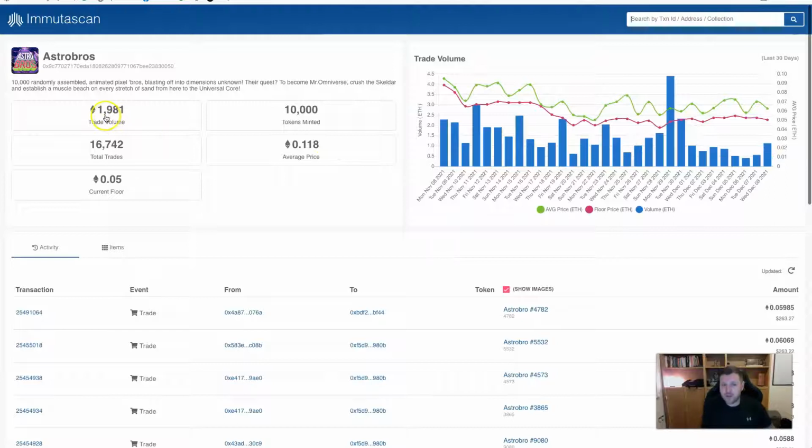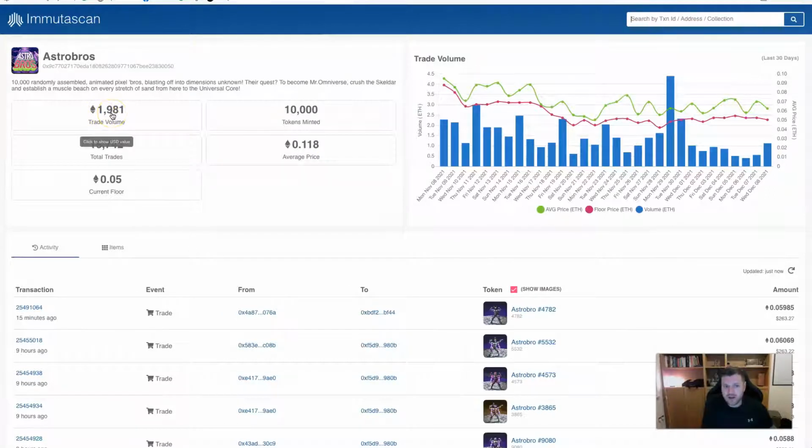So then we can see the trade volume is 1981 ETH. There were 10,000 minted. That's how many trades have happened. That's the average price. That's the average floor price. We can see the amount in ETH is a lot less. It's only 2 or 3 ETH getting traded a day. You can see it's gone right down now, but it's starting to come back up.